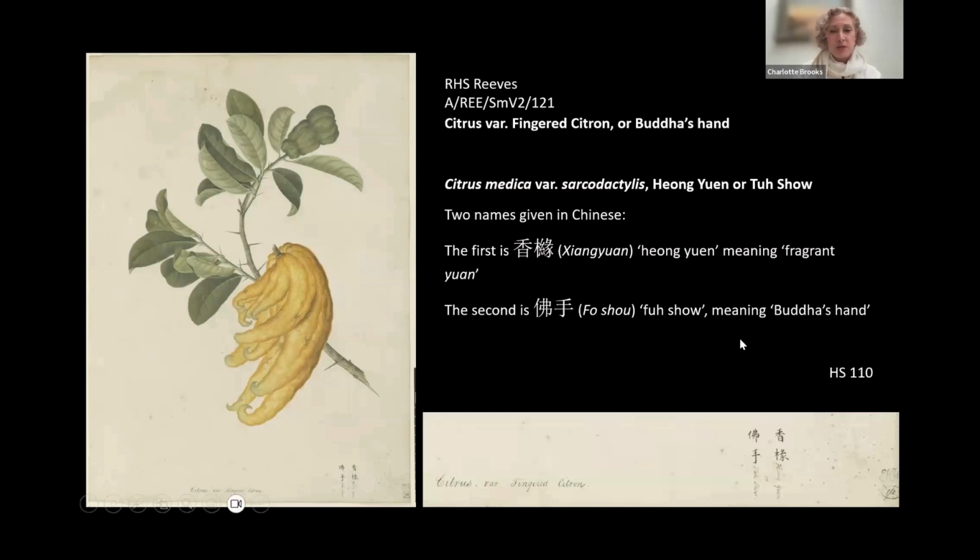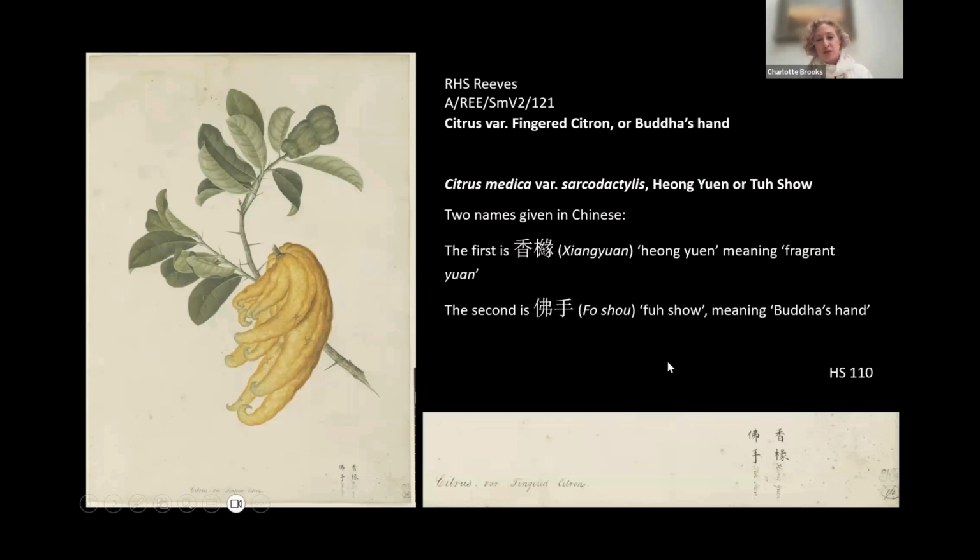But during the 19th century, the two common names given were either that it was the fragrant citrus, fragrant yuan, or that it was a fingered citron. So it looks like a bunch of hands or a bunch of fingers. But what we don't have in the early days is reference to the Buddha, and I'm not sure why.